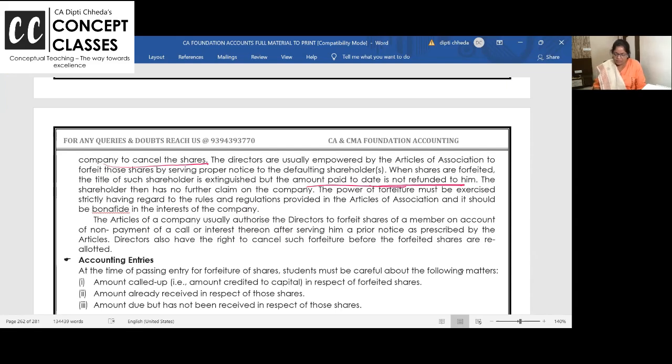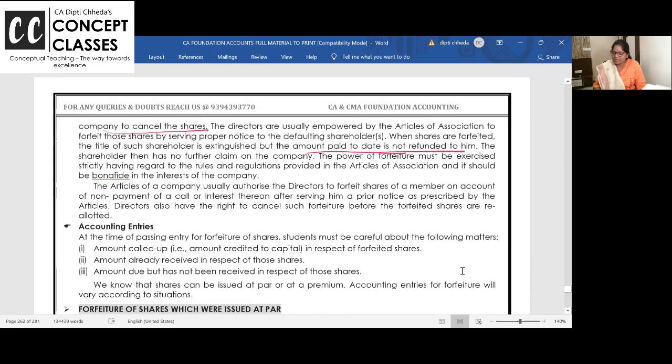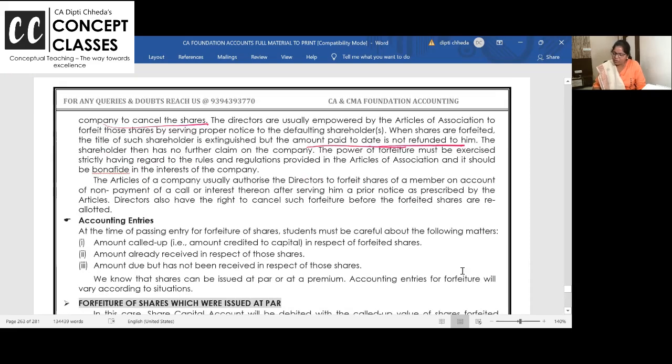The shareholder then has no further claim, and the power of forfeiture must be exercised strictly having regard to the rules. Articles will give all rules, timings and all, to forfeit the shares. Articles of company usually authorize directors to forfeit shares on account of non-payment of call interest after serving prior notices. Directors also have a right to cancel the forfeited shares.